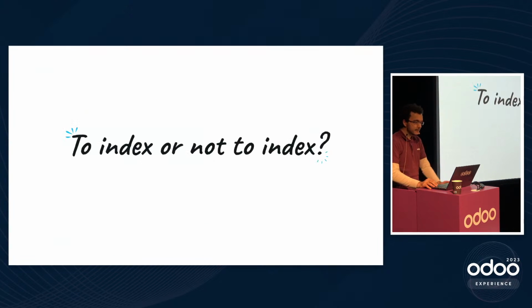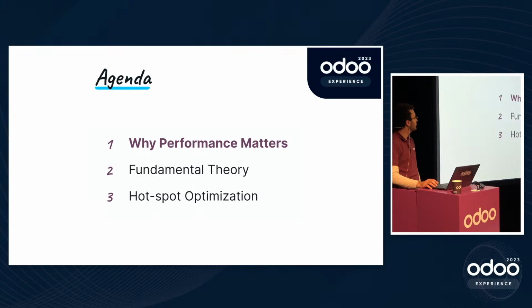So, to index or not to index is usually the question we ask ourselves when we make a new field that's stored, so we know it's in the database. Do we need one or we don't need one? Because we know that Postgres doesn't always use the index, but when is that the case and why do we need them is an important question.